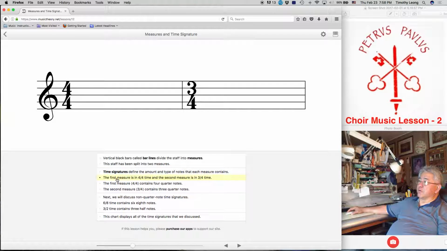So that's 4/4, the first bar. Let's say it changes the time signature in the second bar. That's 3/4. How many beats in this one, guys? 4. How many beats in this one? 3, right? 4, 3. Of what kind of notes? Quarter notes. Okay. Remember how many quarters in a dollar? 4. All right, great.